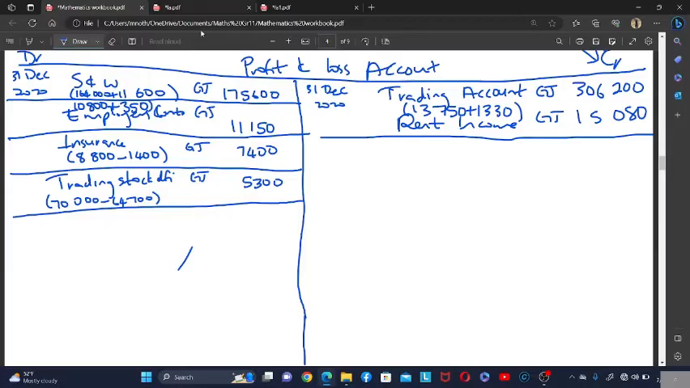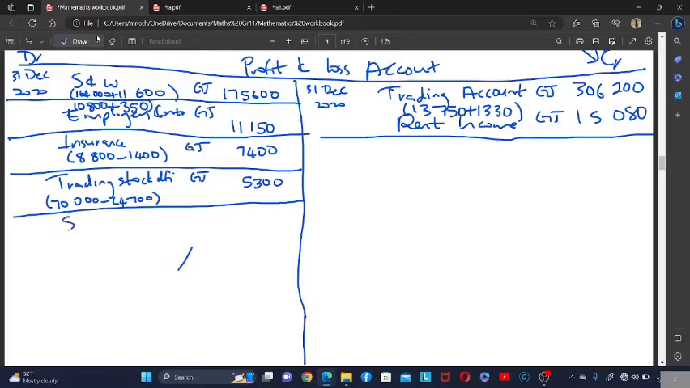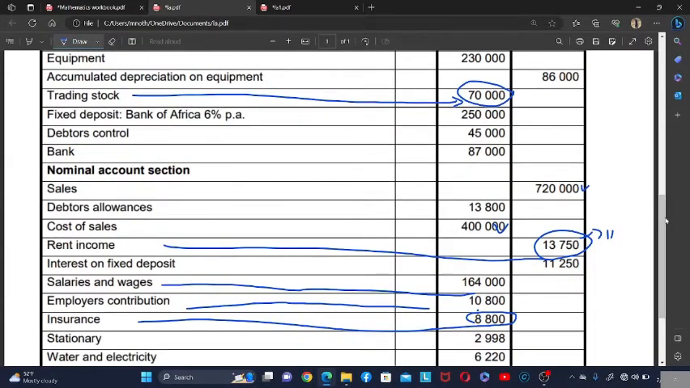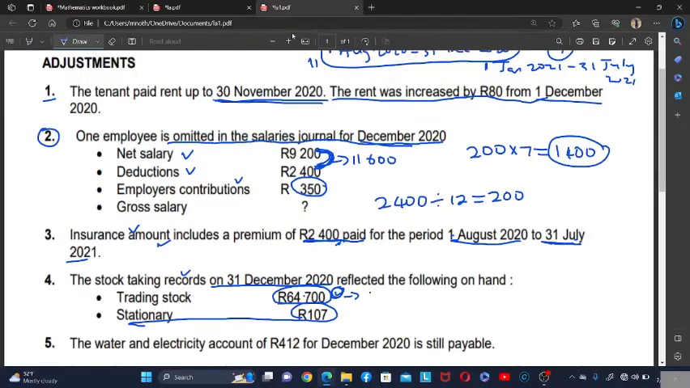The next one, stationery. Stationery on hand is 107. How much is the stationery? The stationery is 2,998. So what do we do with the stationery on hand?